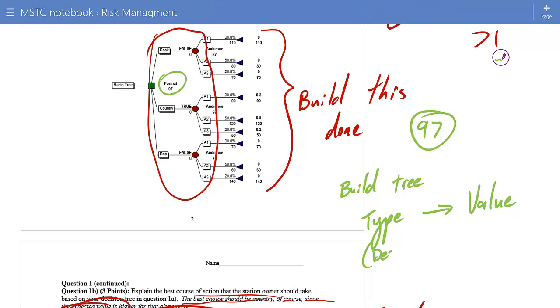Decision node. And then, based on your decision, you get your different expected values. Okay, that's cool. That's right. Yeah. And so now, the decision node feeds into the probability node.